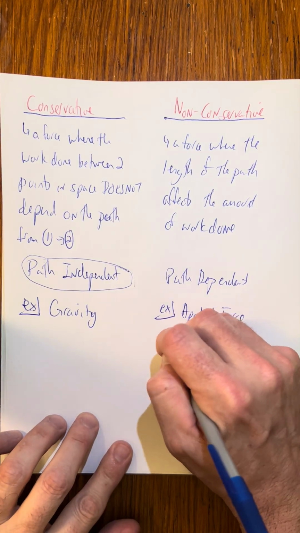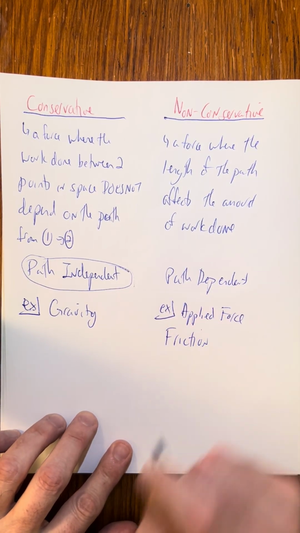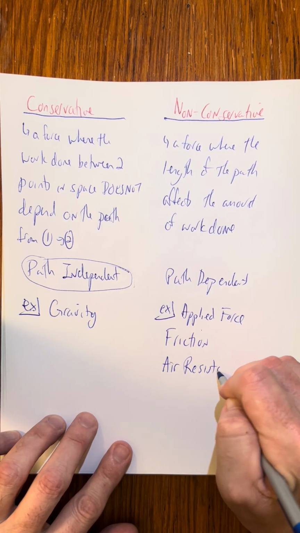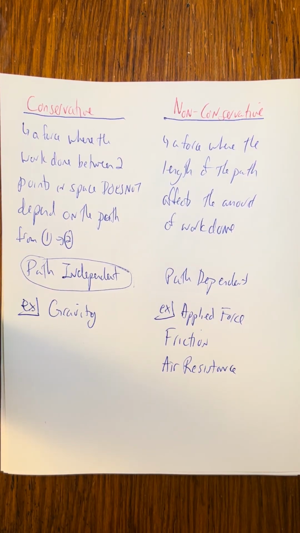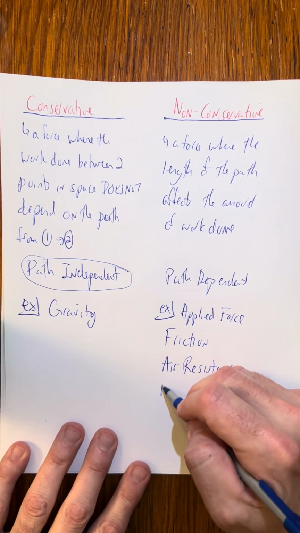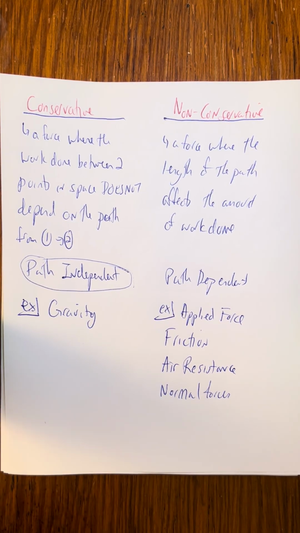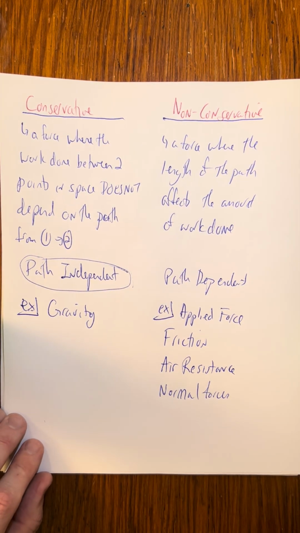So I think we can make an argument that friction is also non-conservative. And if friction is non-conservative, so is air resistance. If the applied force is non-conservative, so are normal forces. Okay. So if gravity is a conservative force, what are some other forces?